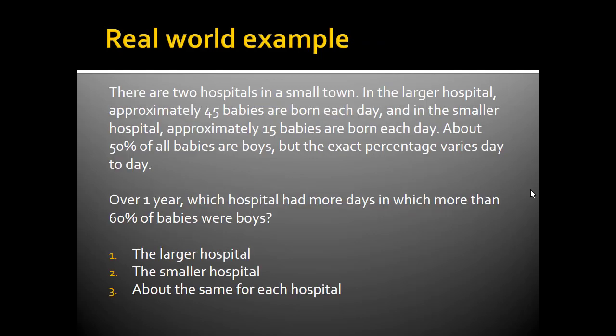Let's look at a real-world example. There are two hospitals in a small town. In the larger hospital, approximately 45 babies are born each day. And in the smaller hospital, approximately 15 babies are born each day. About 50% of all babies are boys, but the exact percentage varies day to day. Over 1 year, which hospital had more days in which more than 60% of babies were boys? The larger hospital, the smaller hospital, or about the same for each hospital?